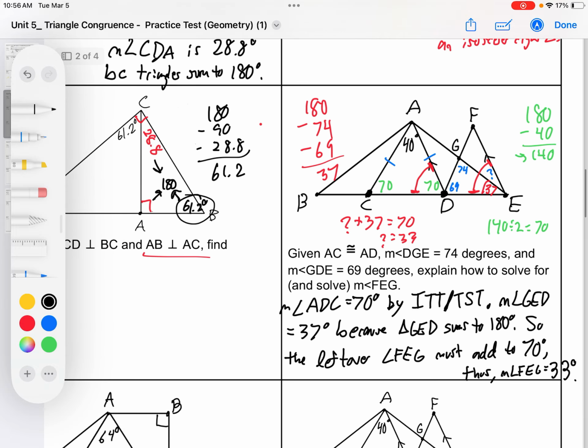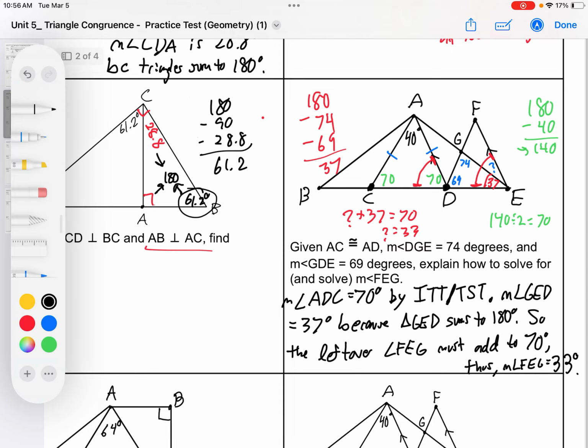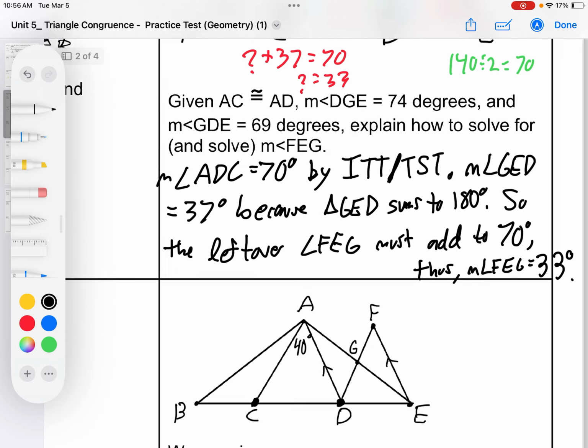And you can show your work up here as well. That counts as part of the explanation. Just part of it, though. If it says explain, you need to use words.